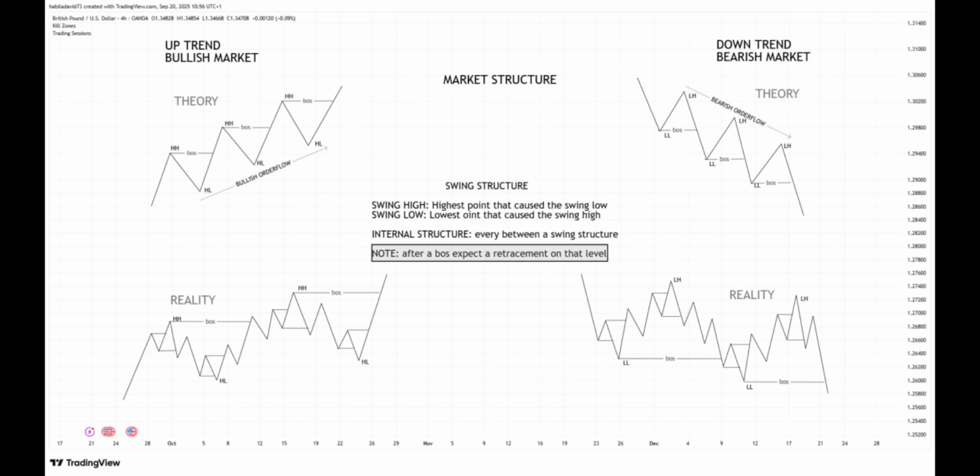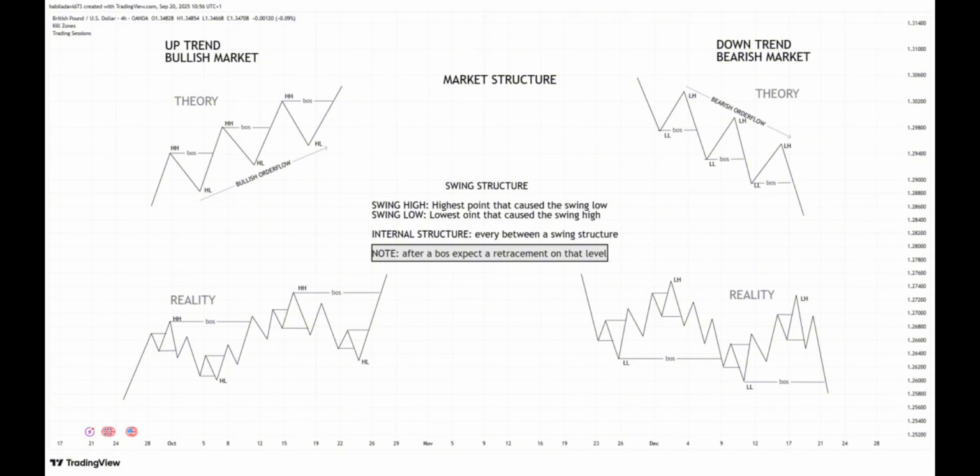Now we will look at the theoretical structure as a higher time frame swing structure, and the other as a real market scenario. A swing structure is basically the movement of the market from a higher low to a higher high in an uptrend, and from a lower high to a lower low in a bearish market. So with this, you should understand that a swing high is the highest point that causes a swing low, and a swing low is the lowest point that causes a swing high. I really hope you're getting the hang of it, but if you don't, just rewatch the video and you should get better clarity.